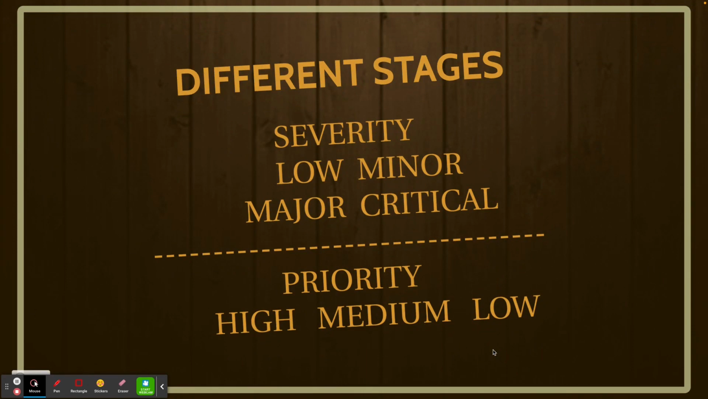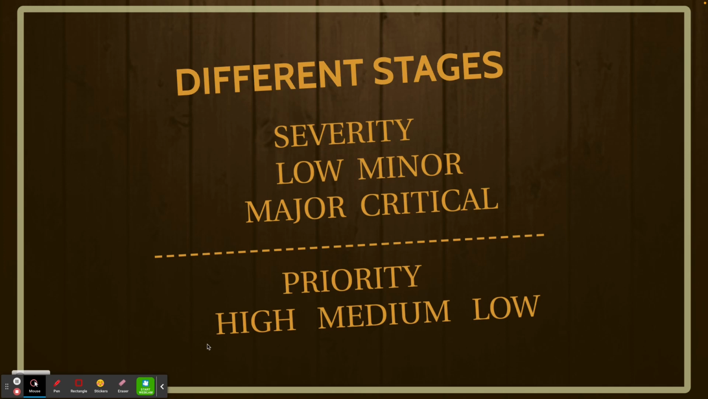Right. Now, we have these two different categories, severity and priority, and every bug will have both, with different levels. These levels can be seen on the screen right now. Severity has low, minor, major, and critical. That is, when you raise a bug, the severity can be assigned as low, minor, major, or critical, right? And for priority, you can assign high, medium, or low. So every bug will be a combination of both severity and priority with different levels assigned.